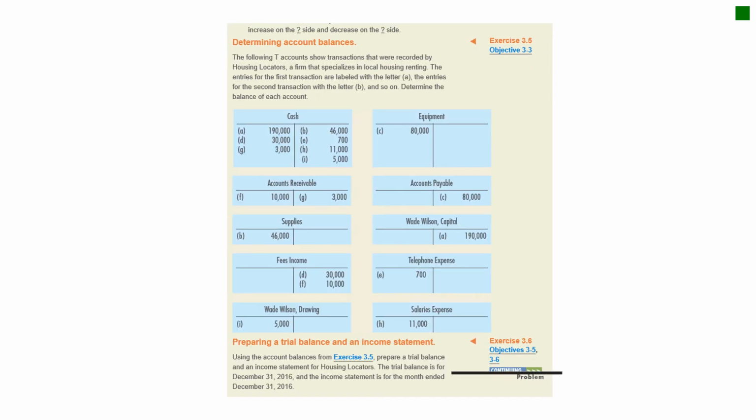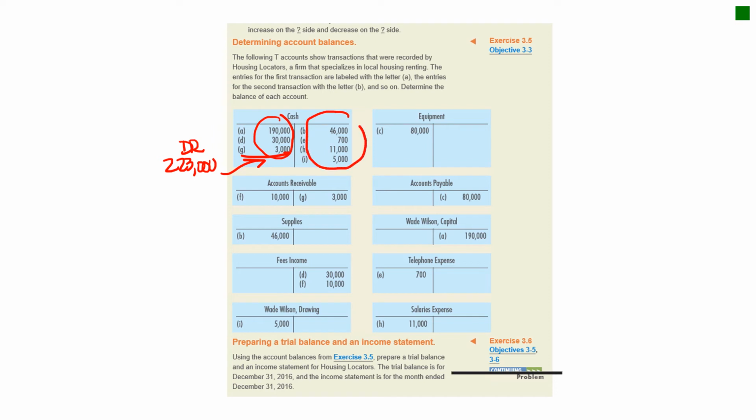Okay, so on exercise 3.5, we're going to show you how you would actually get the balance for an account. So starting with cash, here's how you do it. To get the balance for any account, what you do is you add up the debit side, you add up the credit side, and you simply take the difference. The balance is always on the side that's the greater. So for cash, if you were to add just the debits, 190 plus 30 plus 3, you're going to get a total debit of $223,000. That's your total debits.